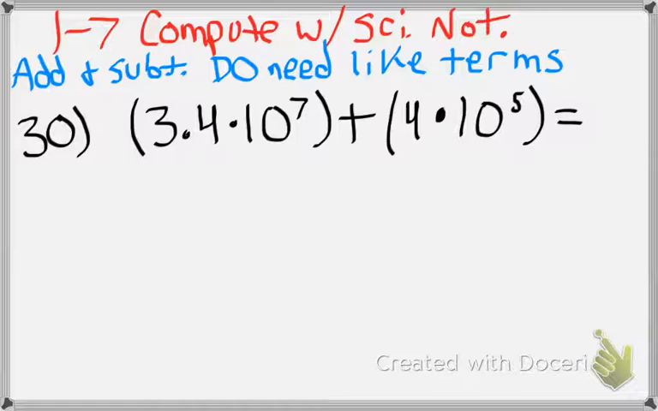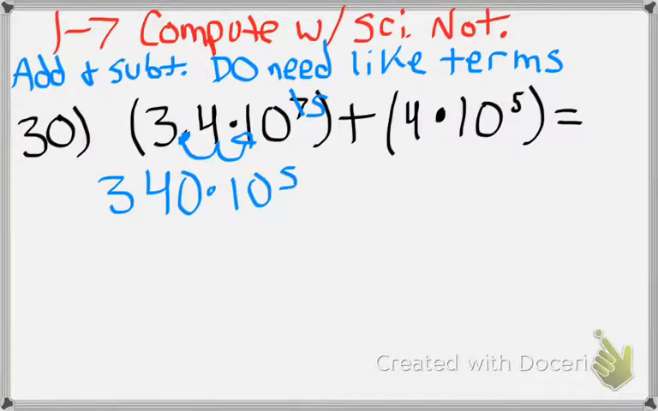So yes, as you heard me say, the 7 needs to become a 5. So that means it's going to get smaller by 2. So that means if it's going to get smaller, this number always has to do the opposite. The number's got to get bigger by 2 spaces. So 1, 2. So that number becomes 340 times 10 to the 5th. And now the rest of it stays the same.